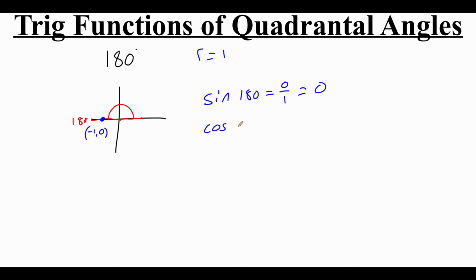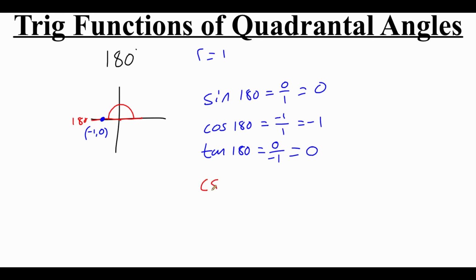If I wanted to do the cosine of 180 degrees, I take the x value, which is -1, divided by the r value of 1, so the cosine of 180 is -1. As far as the tangent of 180, we take the y value of 0 divided by the x value of -1, so the tangent of 180 is 0.